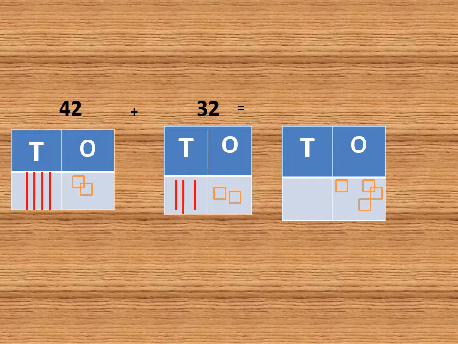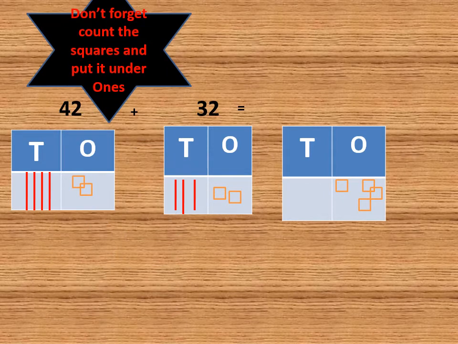And in tens, how many lines? Count with me. 1, 2, 3, 4, 5, 6, 7. So I'll draw 7 lines in tens. Okay?